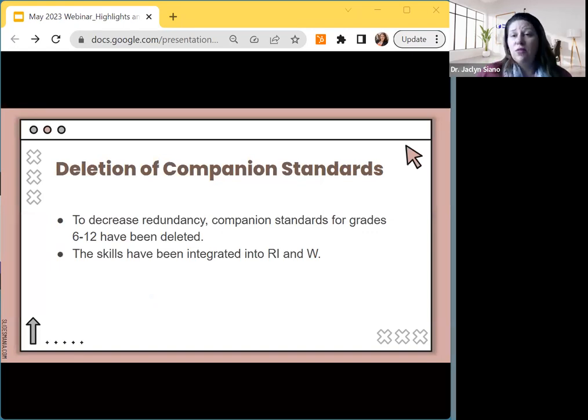Another big thing is they got rid of the companion standards. There were companion standards for reading and writing for grades 6 through 12, and they were for history, and then they had science and technical subjects. So those have completely gone away now. There will no longer be companion standards in the 2023 ELA standards. Instead, what they've done was to decrease the redundancy. They've taken those concepts and built them right into the RI standards and the writing standards. So instead of having them separate, it's all integrated into the actual core standards now. So that's a big one.